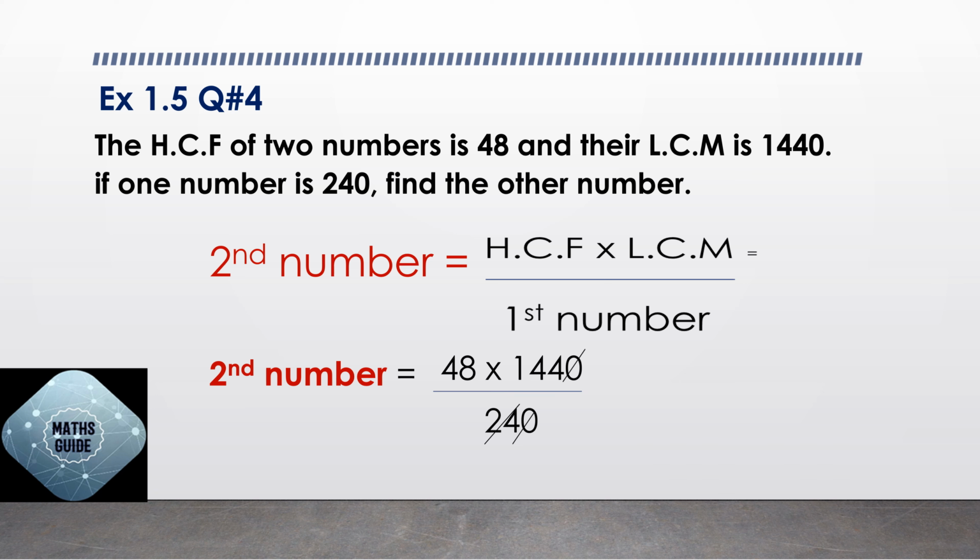Cutting zeros, 24 into 1 is 24 and 24 into 2 is 48. Now we will find the product of 144 and 2 and we get 288. So the second number is 288.